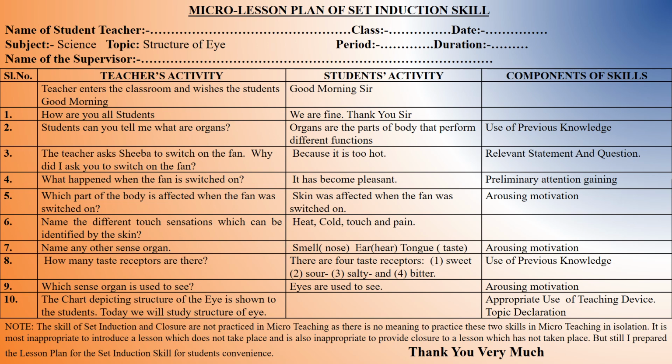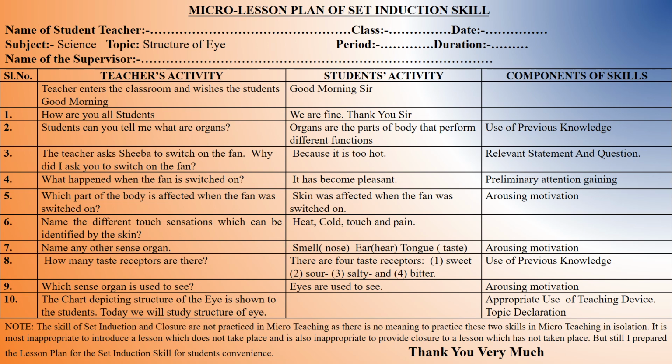Which part of the body is affected when the fan was switched on? This is the teacher activity. Skin was affected when the fan was switched on. Component of the skill will be arousing motivation. Name the different touch sensations which can be identified by the skin, the teacher asks. Heat, cold, touch and pain is the response given by the student. Name any other sense organ, the teacher asks. Smell through nose, ear to hear and tongue to taste. The component used is arousing motivation.